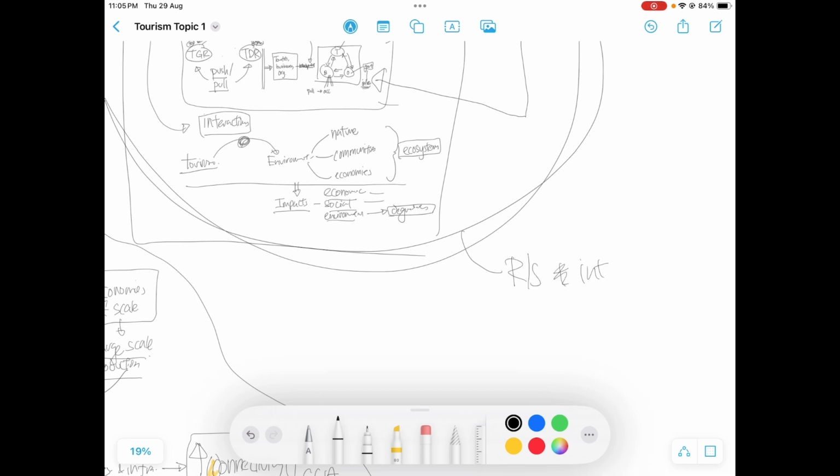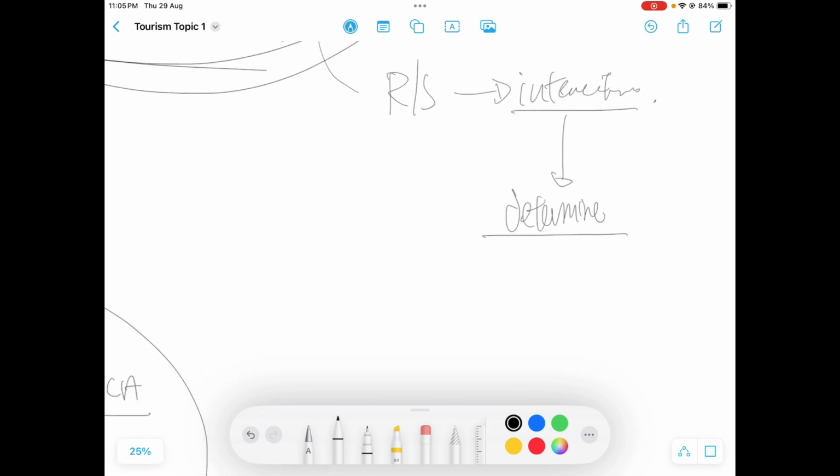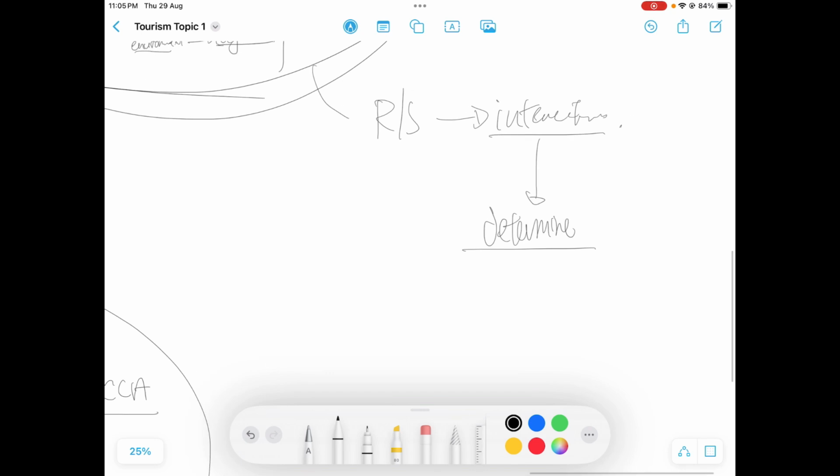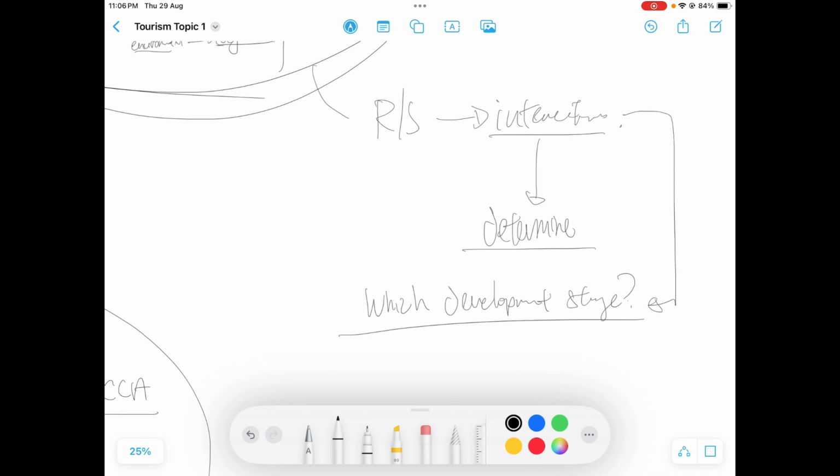The relationships that lead to interactions will determine, determine what? Will determine which development stage a tourist destination region goes into. Their interaction will determine this. So that is for topic 1.